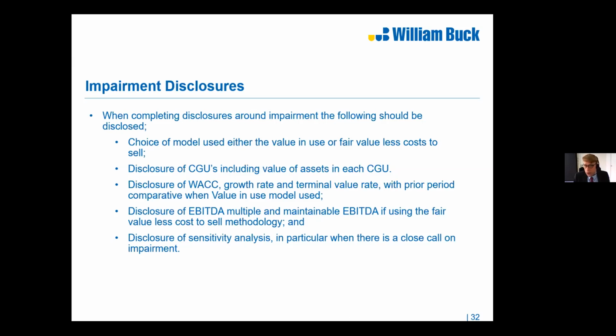So if we feel, when we went back to the example previously and I said if we decrease the growth rates by 1%, we may trigger an impairment charge. In that case, we would disclose that. Whereas if we still had significant headroom, we could say no reasonable possible change in the assumptions would result in an impairment charge.